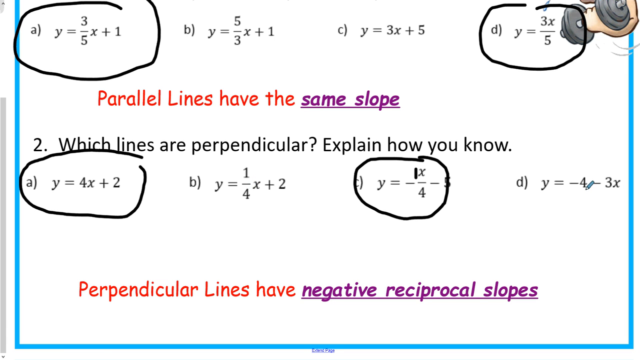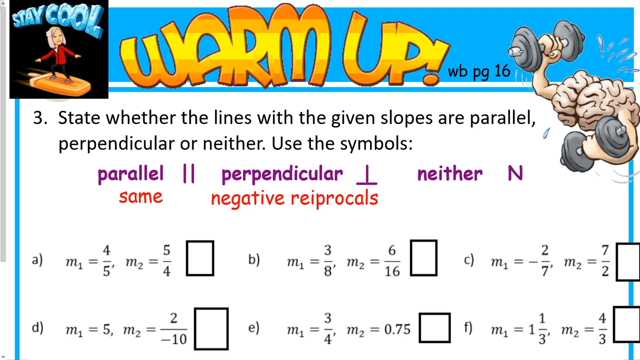This line over here, it has a negative 4, but that is the y-intercept, right? Because remember, we're looking at the numbers that are in front of the x. So this has a slope of negative 3. So it's a little bit of a trick. Those are not perpendicular to each other.